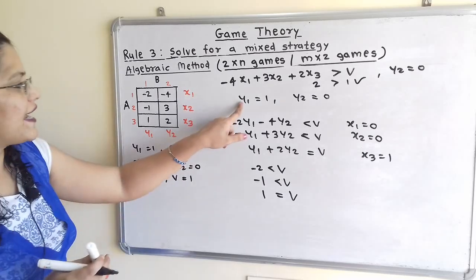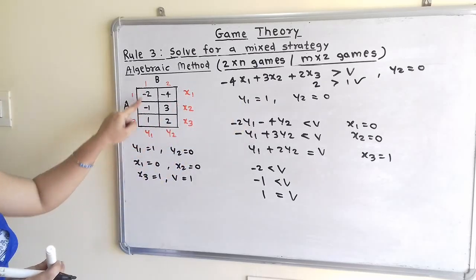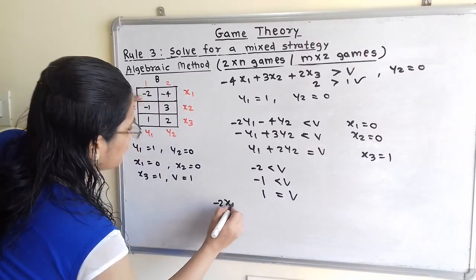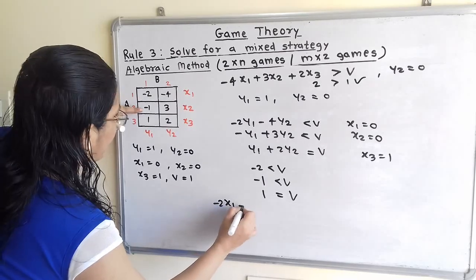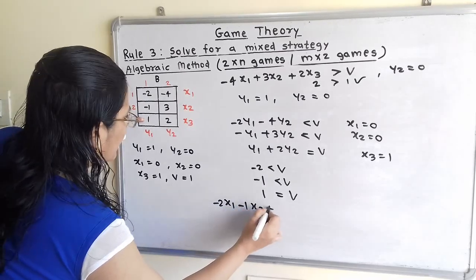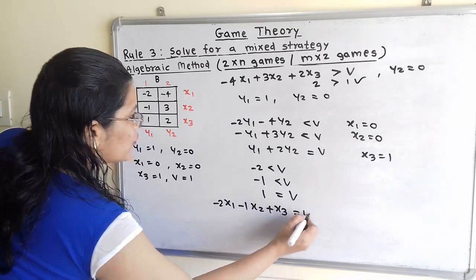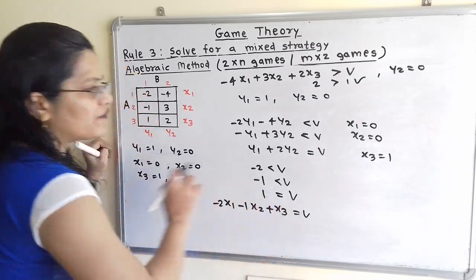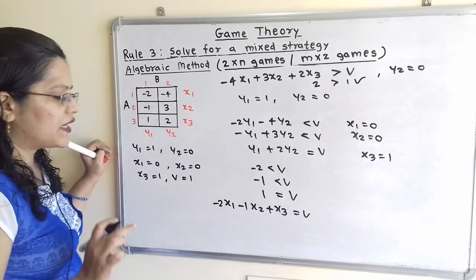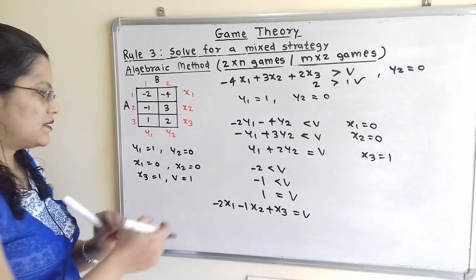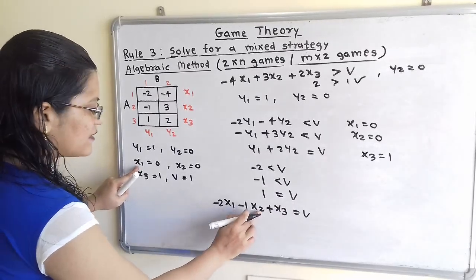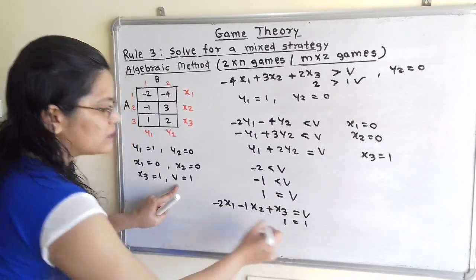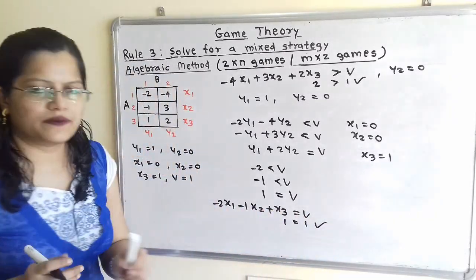So how can I write the equation related to y1? Again I will rewrite this equation, that is minus 2x1 minus 1x2 plus x3 is equal to V, because according to this theorem y1 is not equal to 0. So we have to write is equal to V because y1 is equal to 1. Then again we will cross check this. I will put x1 0, x2 0 and x3 that is 1 is equal to V. V value is also 1. So this statement is also correct.